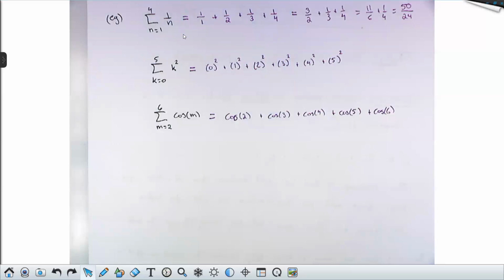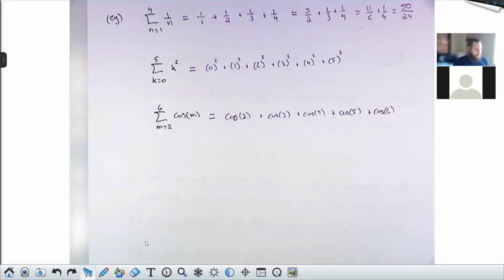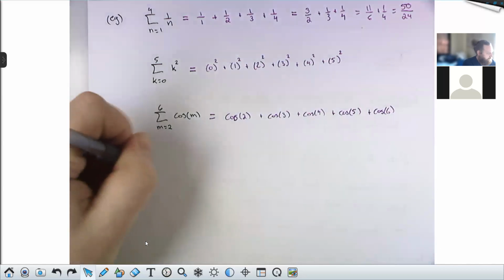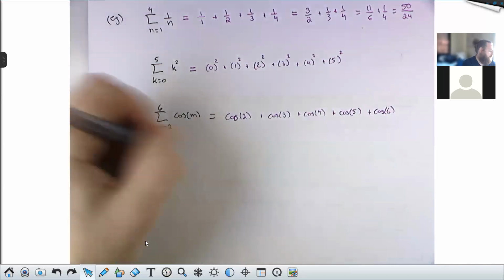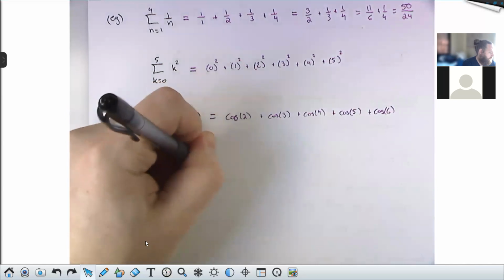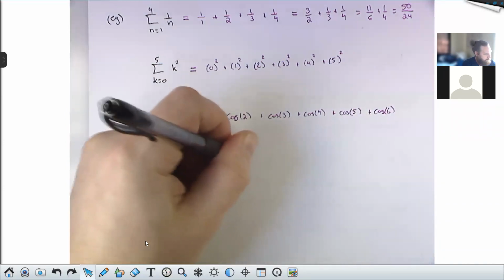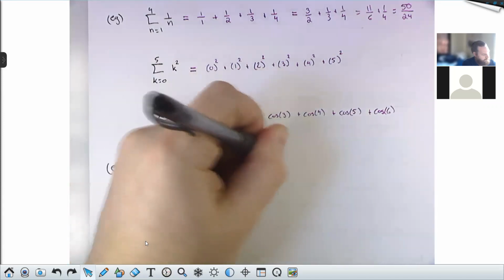Okay. Let's see if we can take something that is not in the sigma notation and turn it around and put it in the sigma notation. So here I'll say express in the sigma summation notation.